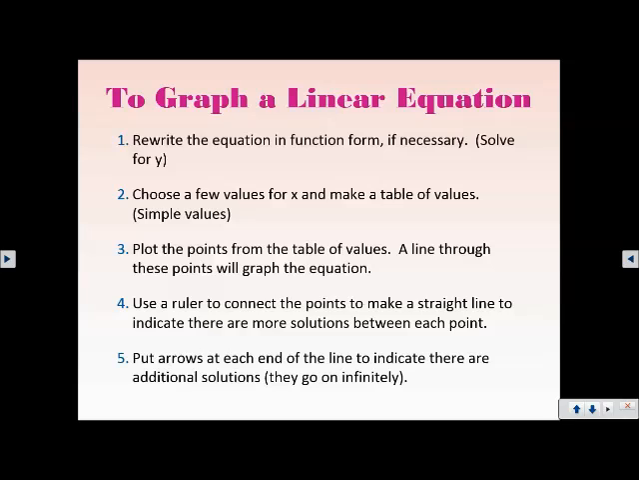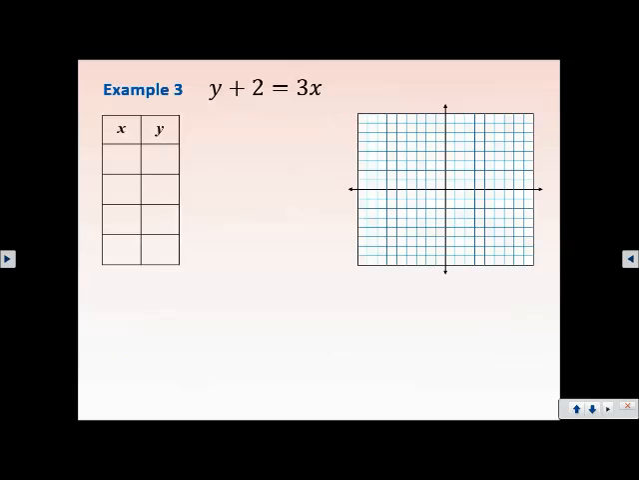So we're going to choose a few x values and make a table of values. Then what we're going to do is plug in those points to find out the corresponding y values, the corresponding dependent variable. And so when we complete our table of values, we'll have y values in there as well. Then we're going to plot those points, and then we're going to use a ruler to connect the points to make a straight line, and then we're going to put arrows at the end to show that these aren't the only solutions, but that in fact it goes on infinitely. So let's do it together.